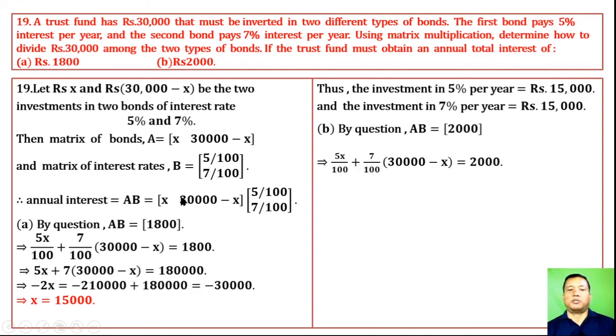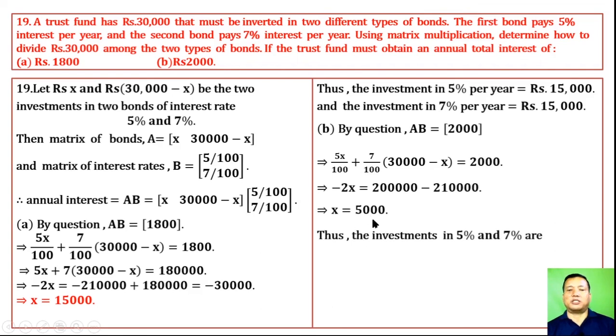Let us see. Multiplying the product, we solve to find the value of X. Thus, the investment in 5% and 7% are rupees 5,000 and rupees 25,000 respectively.